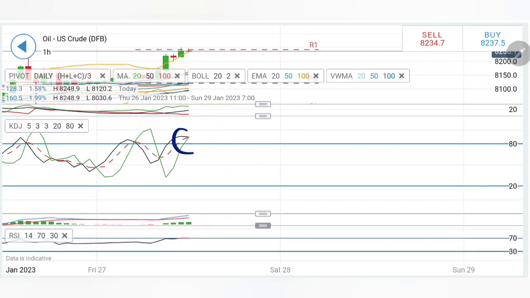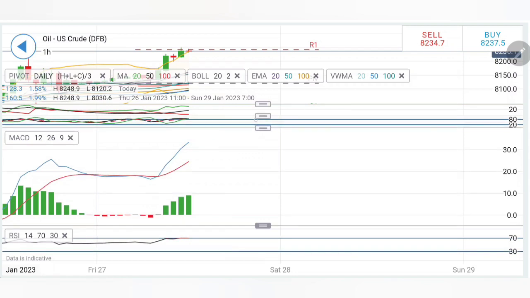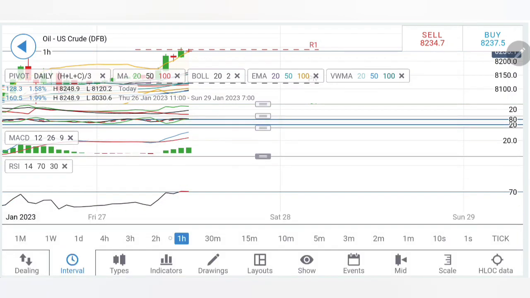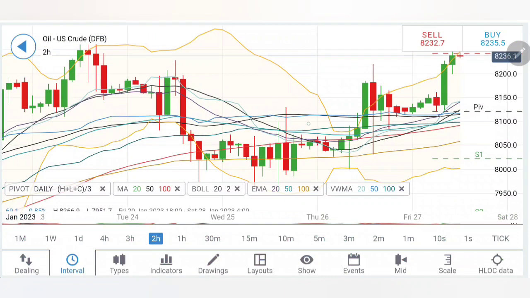The stochastic is overbought on the hourly charts. The MACD is divergent and bullish, looking upwards here. And the RSI is also in the overbought zone.